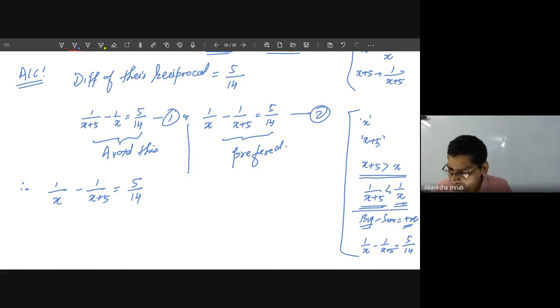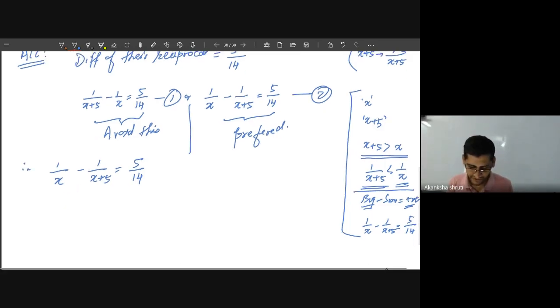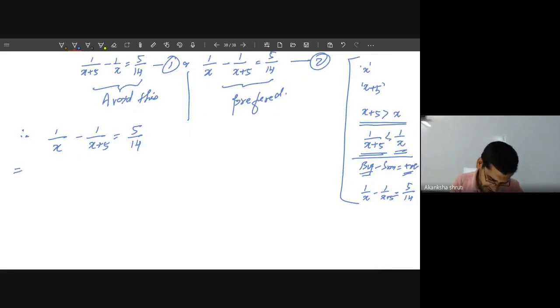So therefore this 1/(x plus 5) is smaller. So for taking the difference, the smaller number has to be subtracted from the bigger number. The bigger number becomes 1/x. That's why I have taken 1/x minus 1/(x plus 5) is equal to 5/14. Now student, just go for simplifying this. So it becomes x times (x plus 5), then this becomes (x plus 5) minus x. Simple addition of the fractions.